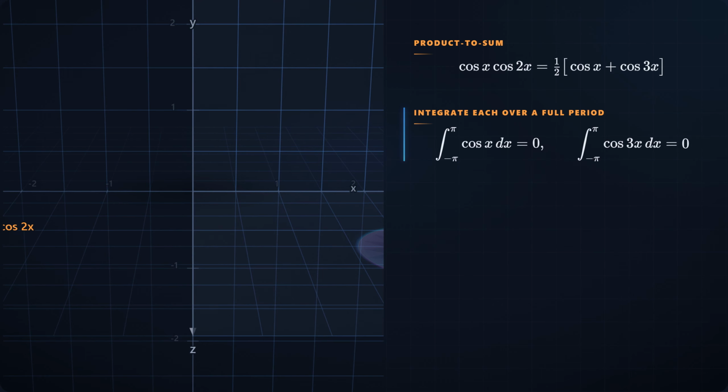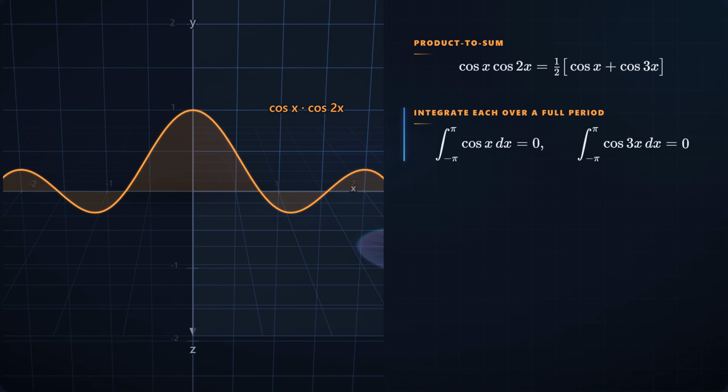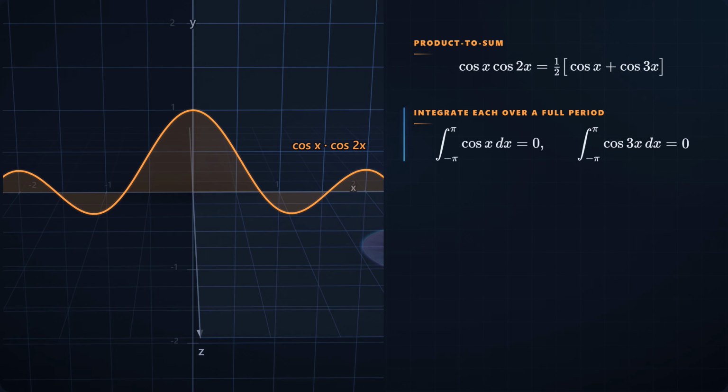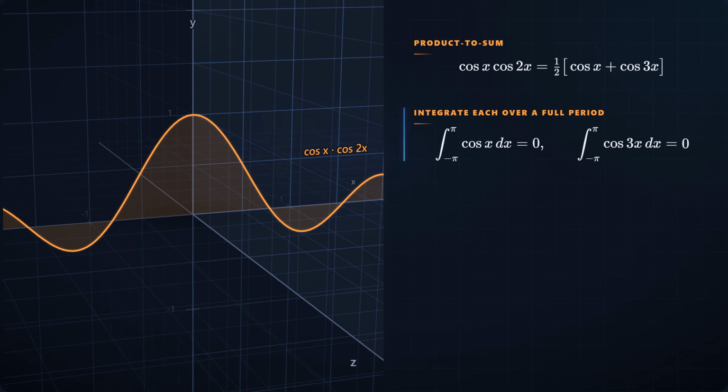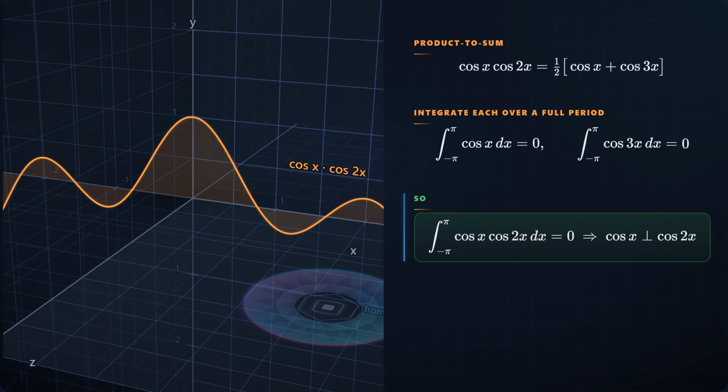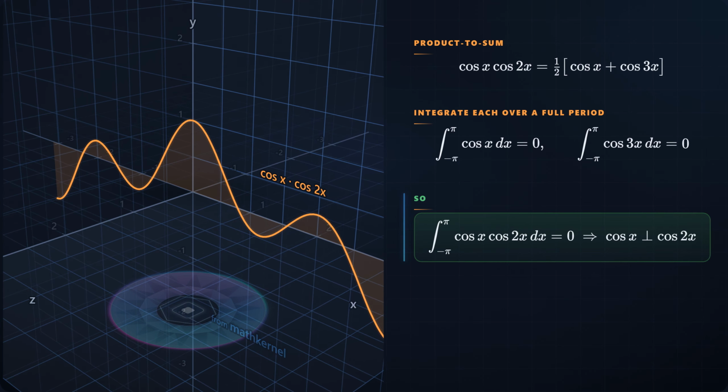Now integrate each piece over a full period from minus pi to pi. A cosine of any non-zero integer frequency integrates to 0 over a full period, equal positive and negative humps, canceling, as the shaded areas show. So both integrals vanish, and the whole thing is 0. Cosine x and cosine 2x are orthogonal.